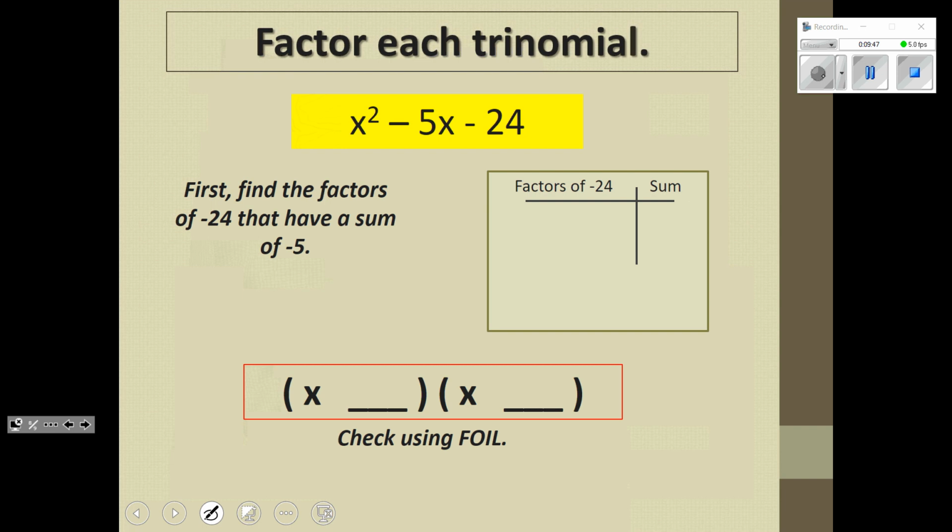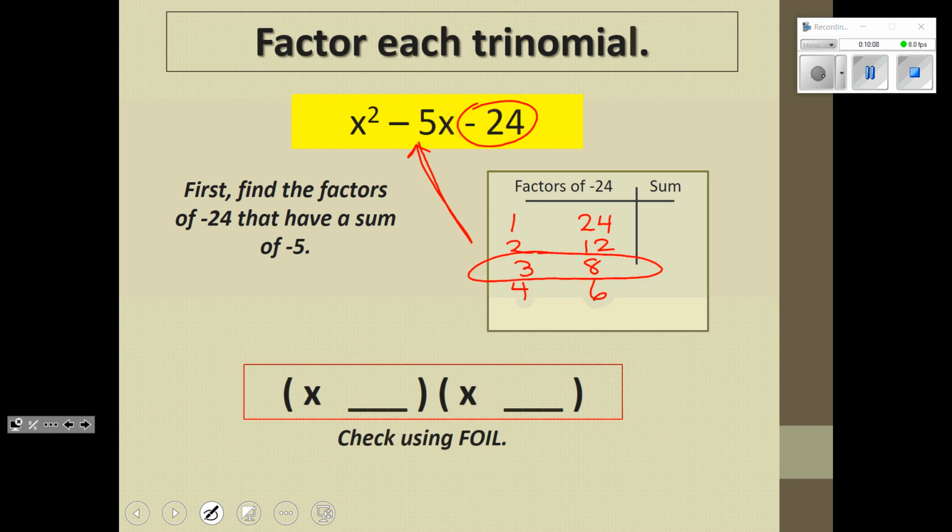In our next example, we have a negative 24. So we think of factor pairs for 24: 1 and 24, 2 and 12, 3 and 8, 4 and 6. We want them to be 5 apart because they want to add together to get a negative 5. So 3 and 8 are 5 apart. If I have a negative 8 and a positive 3, that would add together to get a negative 5, and they multiply to get a negative 24. So when I write my two binomials, it would be x plus 3 and x minus 8.